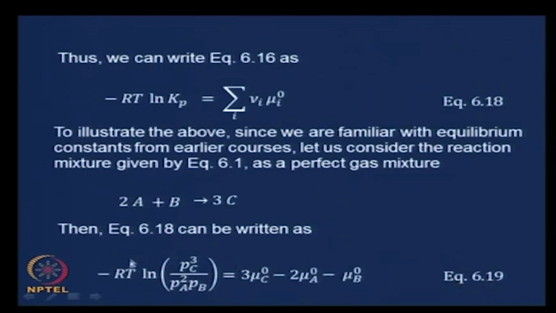Therefore, this must be very familiar to you in terms of the equilibrium constant. How do you find that, given the partial pressures like this, and you can relate it to the standard chemical potentials for that particular reaction.